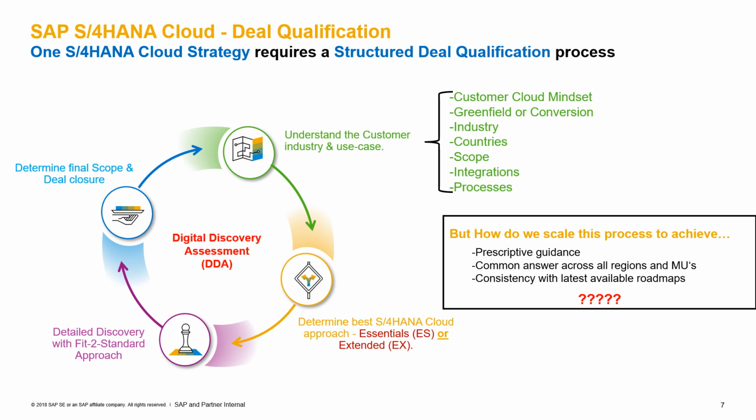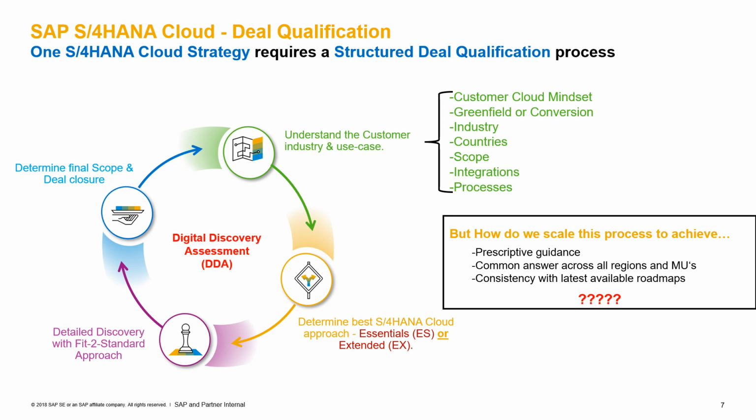What we want to take a look at is the detailed discovery with fit to standard approach, where you determine the detailed scope and deal closure, timeframes, etc. Understand the customer industry and their use case. What kind of cloud mindset does the customer have? Are they looking for a greenfield or a conversion? What kind of industries are they in and do they play in? What countries do they do business in? What is the business scope overall? What kind of integrations to other solutions are they looking for? And what kinds of processes are they looking to optimize?